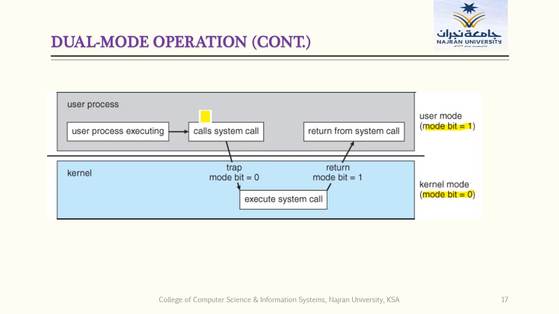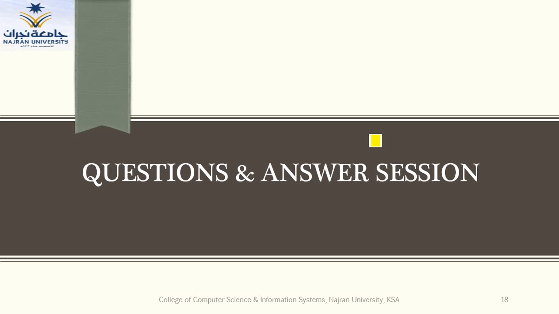So the process of moving from user mode to kernel mode is called trap, but the process of moving from kernel mode to user mode is called return. So this was our second lecture.